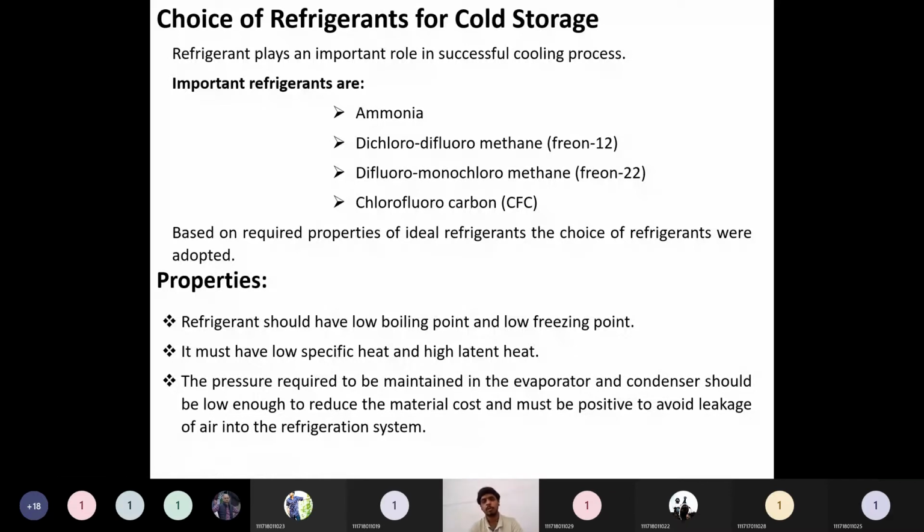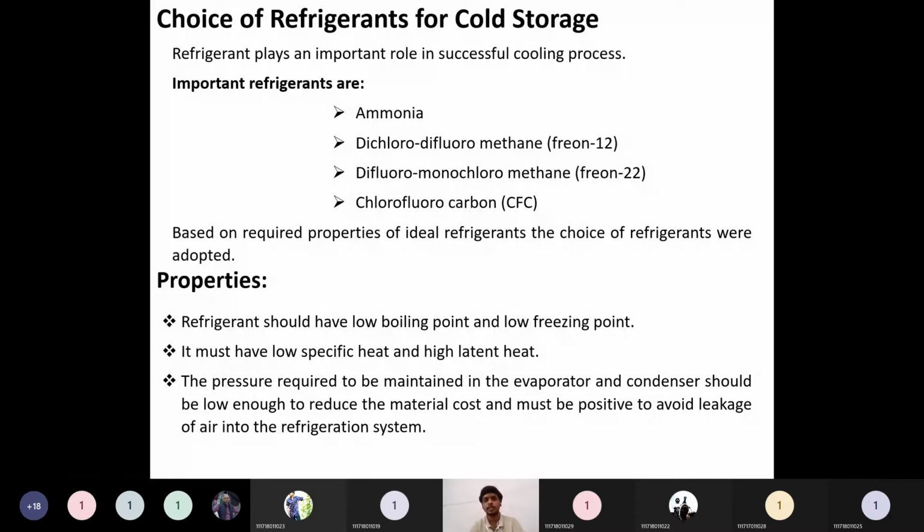So the common properties on which the refrigerant will be selected are, first, that a refrigerant should have a low boiling point and a low freezing point. A low boiling point means the heat supply needed to vaporize and condense it will be very low, and on freezing, it can easily exchange the heat between the surroundings and the inside of that cabin.